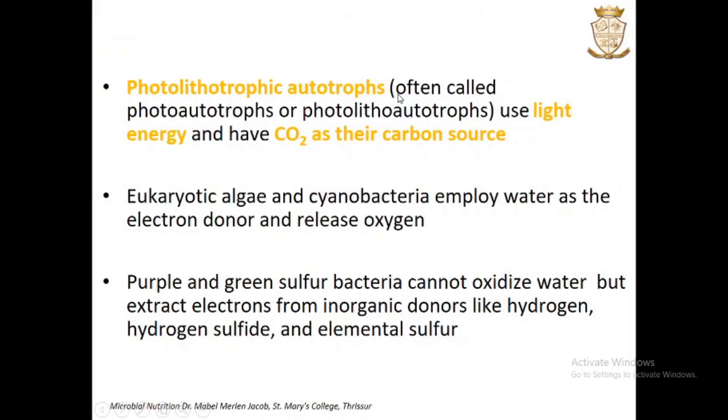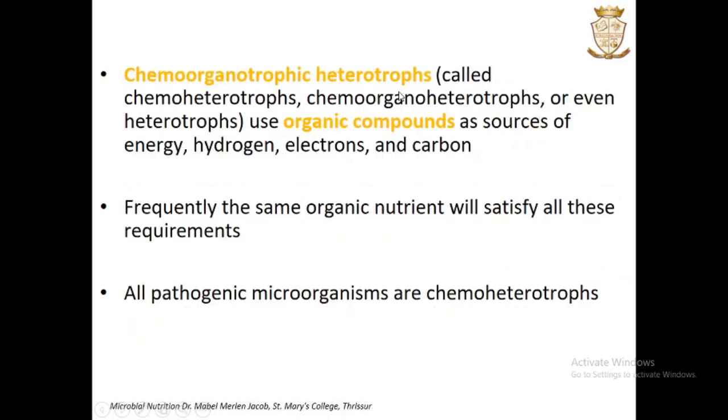most of the microorganisms fall in 2 groups: photolithotrophic autotrophs, which are often called photoautotrophs or photolithoautotrophs. They use light energy and have carbon dioxide as the carbon source, as we mentioned. Eukaryotic algae and cyanobacteria employ water as electron donor, releasing oxygen. Purple and green sulfur bacteria cannot oxidize water but extract electrons from inorganic donors like hydrogen, hydrogen sulfide, elemental sulfur, etc. So, either water or inorganic compounds are used as source of electrons.